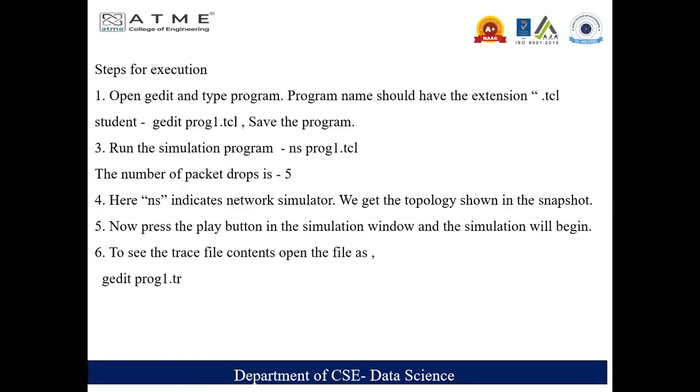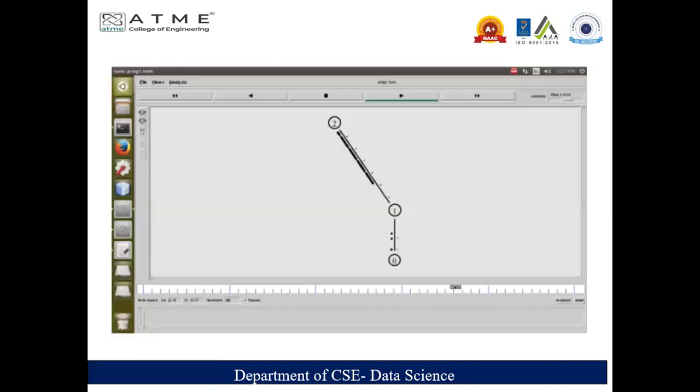So how to check for the result? We are going to go to gedit and type the name of the program. Then run the simulation program. Then we will get the output as the number of packets dropped is 5. So this is the animation where we are going to find it.